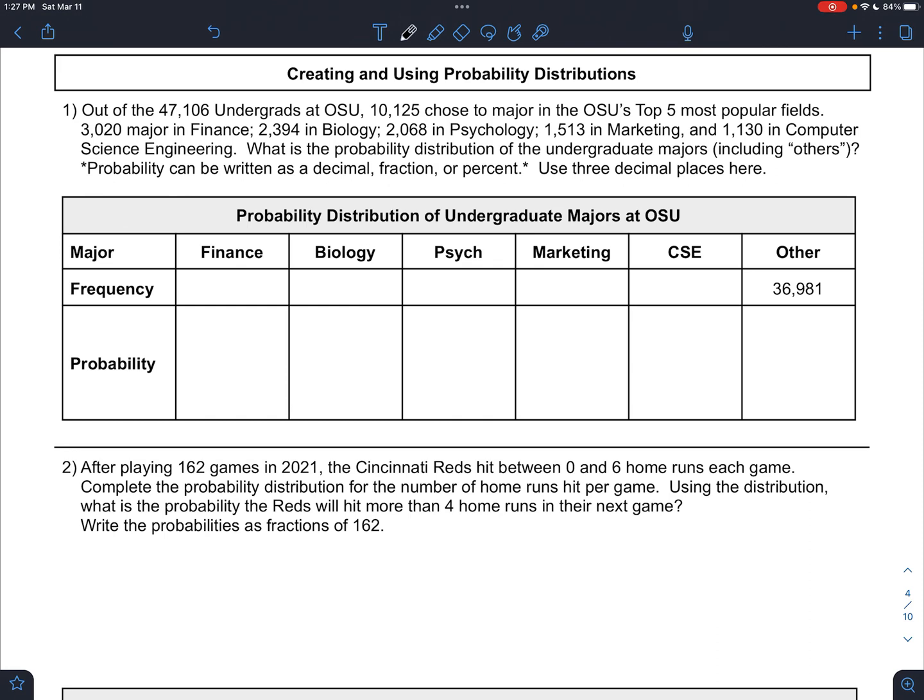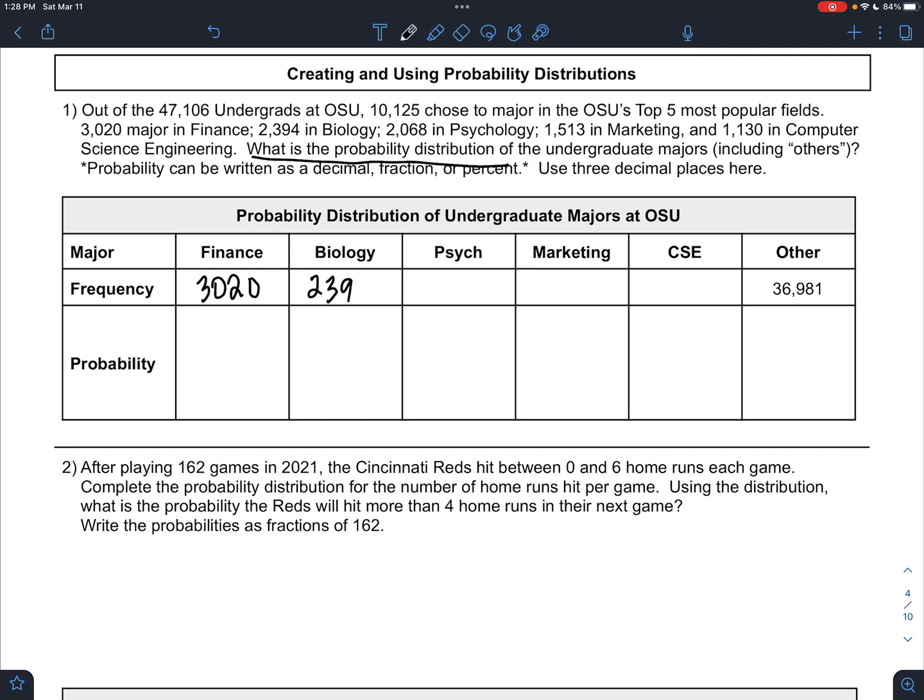So 3 more examples, and that'll be it. So some data from last year, out of the 47,106 undergrads, about 10,000 chose majors in the top 5. And those are listed there. What is the probability distribution of that? Okay, so the probability distribution starts with frequency.